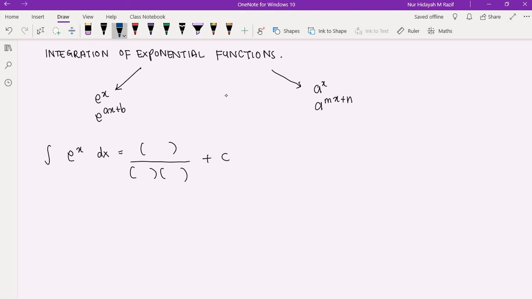So what are these 3 brackets? First, we just copy all, divided by the derivative of our power, and then multiply that by the ln of our base. Again, in this case, this third bracket can be removed. We are not going to use that. Practically we will have only 2 brackets, which is c divided by d. So if we fill in, we will have e power of x over 1 plus c, and hence we can rewrite that as the integral of e power of x dx is equal to e power of x itself, added by c.